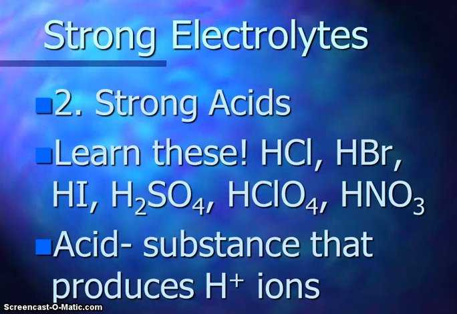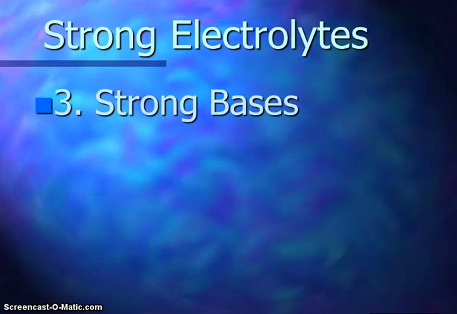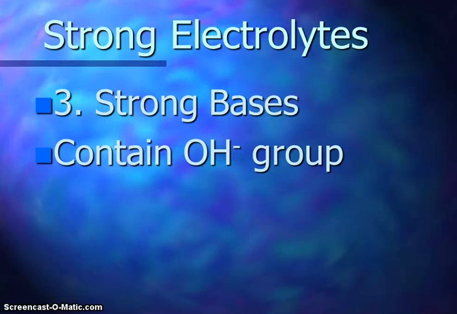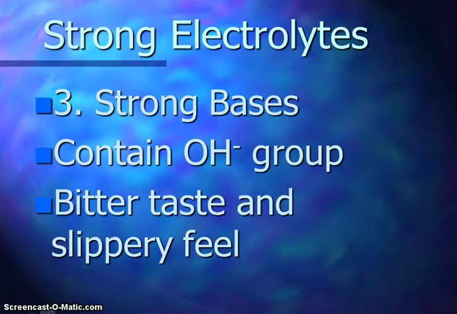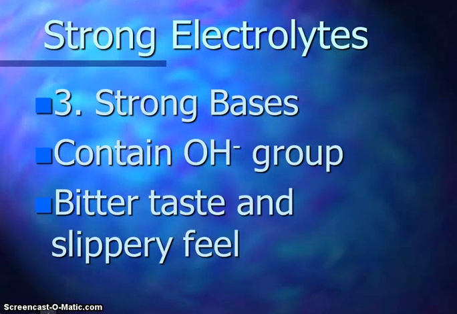And when we talk about acids, and we dealt with how to name acids, we know that acids are substances that produce hydrogen ions in solution. So all of those substances will break up into ions, and the positive ion is a hydrogen ion. Strong bases contain hydroxide as their negative ion. They have a bitter taste, and they tend to be slippery.